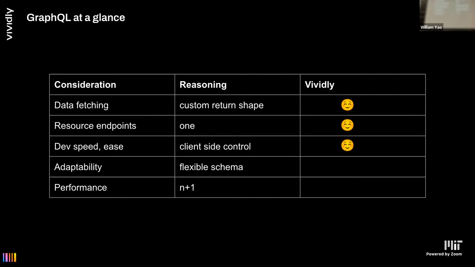GraphQL offers a flexible schema. A little bit about the etymology of GraphQL: QL stands for query language, and you can really think of your data model as a graph of interconnected entities. What GraphQL is doing is actually traversing those data models to get the fields that you request in the shape that you request them.